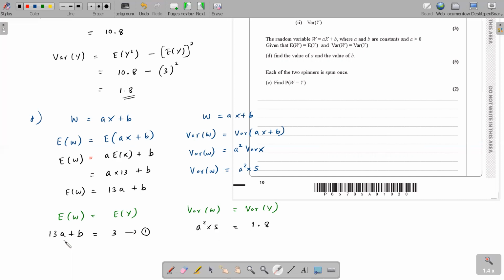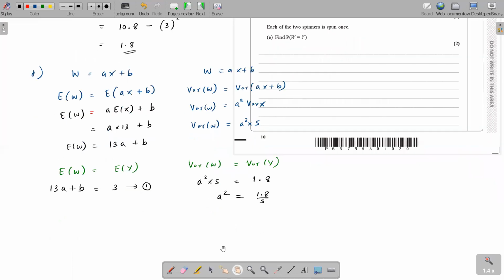So this question was not actually that bad, as long as you remember how to open the expectation and the variance. If you know how to open these brackets, if you remember the theories, it's not one where you have to think a lot. How much is A? A squared is 1.8 over 5, so A is 0.6. Yes, so A value is 0.6.